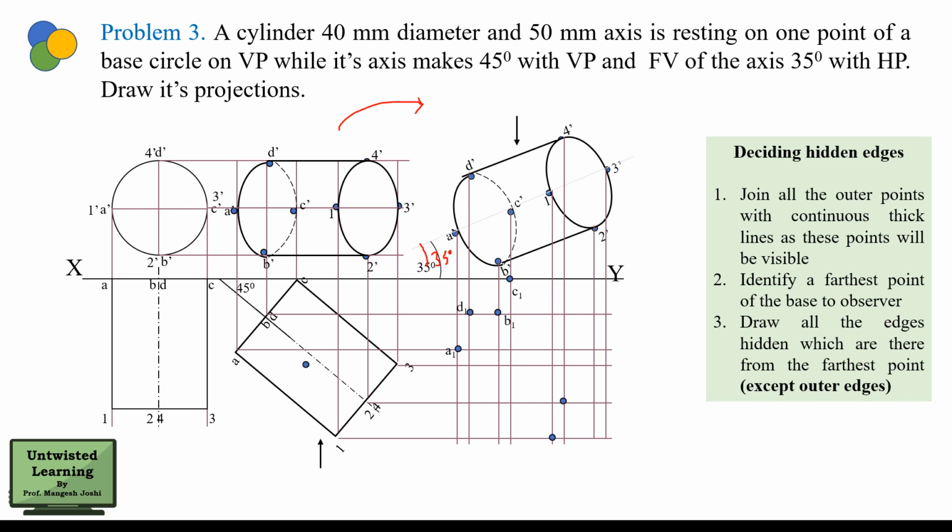And using the same procedure, you will decide which will be hidden and which will be drawn dark. Okay. So if you observe from the top direction, you can see B is the farthest point. Okay, so that's why the edges from B are drawn hidden. Okay, so I hope you have understood this problem of the cylinder.